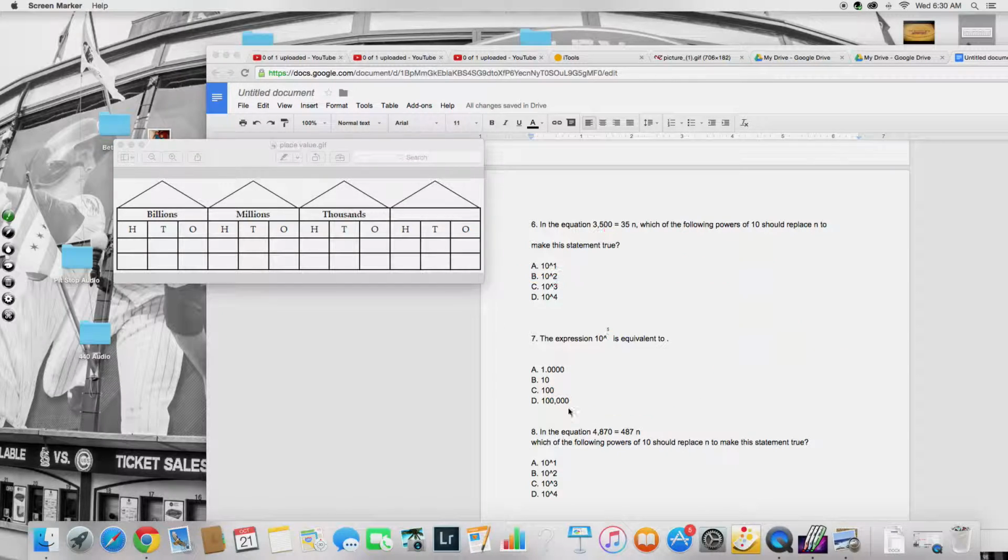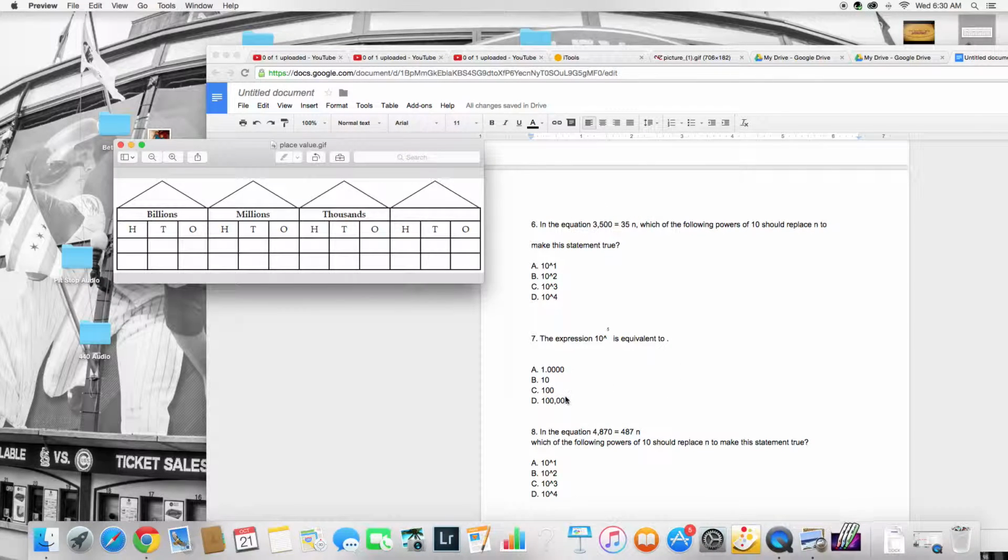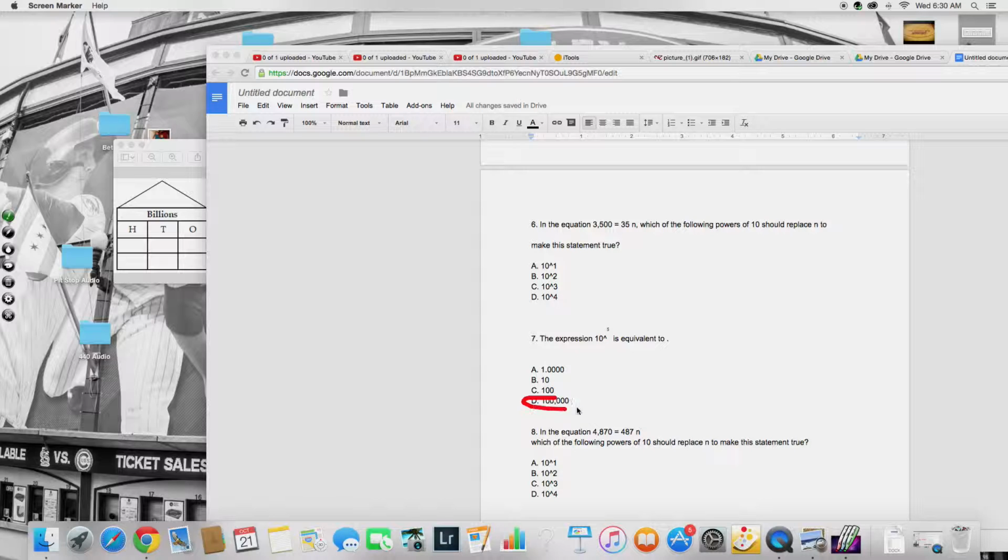There's your answer. Boom, bada bing, and it just crashed on me here, but there's what we want. So let's let this thing rainbow for a second. Okay, reopen. Alright, so our answer is 100,000 because we wanted 5 zeros.